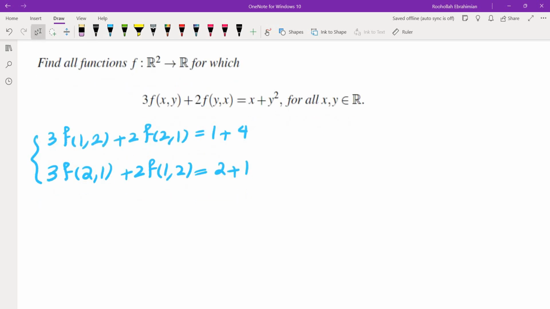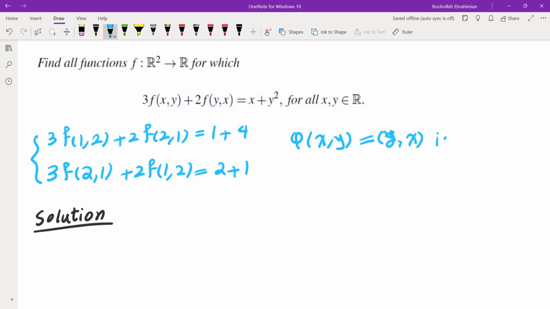So can we do the same thing for any x, y? And the answer is yes. What we're going to do is take the functional equation that is given. We are going to substitute x by y, and substitute y by x. We get a system, and then we're going to solve. This idea is called the idea of cyclic functions. The function that we take, phi of x comma y equals y comma x, is a cyclic function. If you apply this function twice, it goes back to the identity function, which is why it's called a cyclic function.